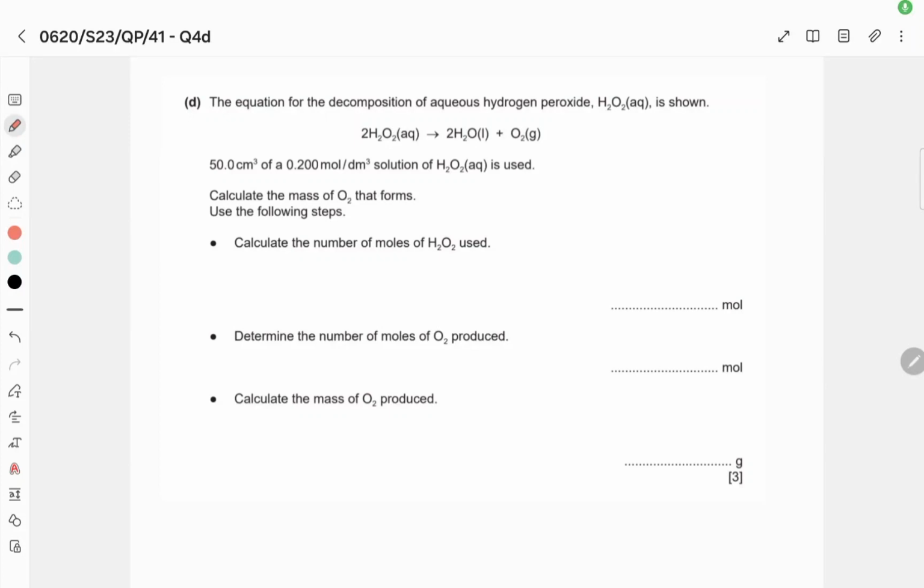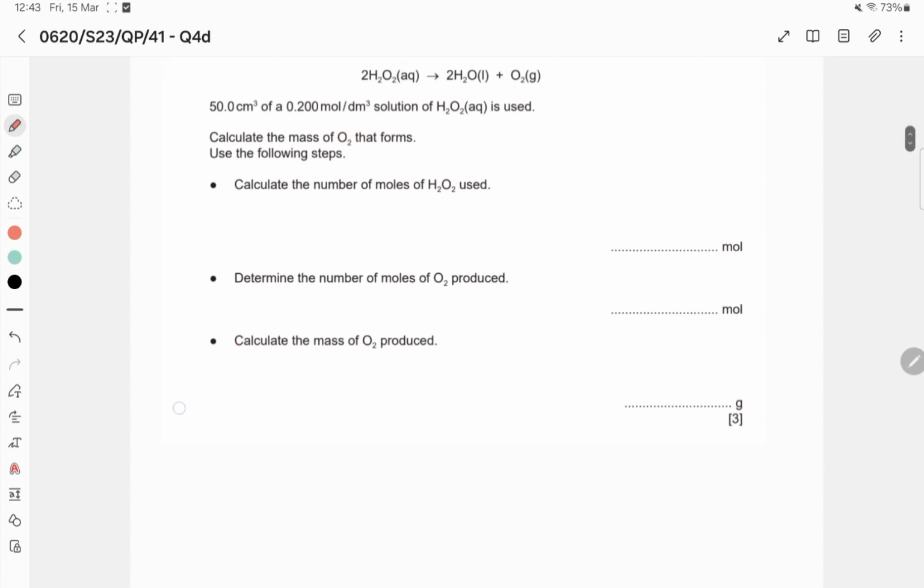Solve another moles question. For this question, the equation of the decomposition of hydrogen peroxide, H2O2 aqueous, is shown, and the volume and the concentration of the solution of hydrogen peroxide is given. We are supposed to find the mass of oxygen produced as the final answer using the following steps.